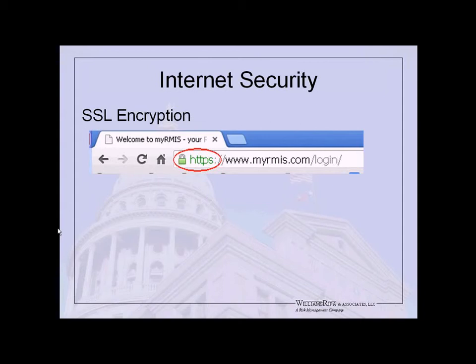Okay, one thing I wanted to talk about is internet security. Our software is on myrimis.com, and one of the things you want to look at is that HTTP at the beginning of the web address. Now, this is an example of a secure location. It has the HTTPS and it has the lockbox. And this is Chrome. Internet Explorer might look a little bit different, and then you have Firefox or Safari. But even if the browsers are a little bit different, what you're always going to see is that HTTPS. What that means is that you are on an SSL encrypted connection.